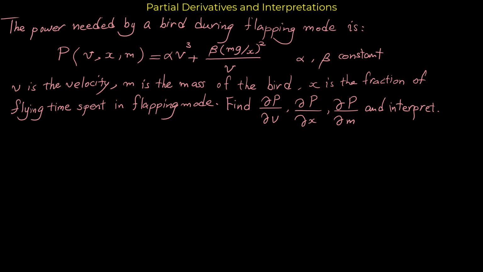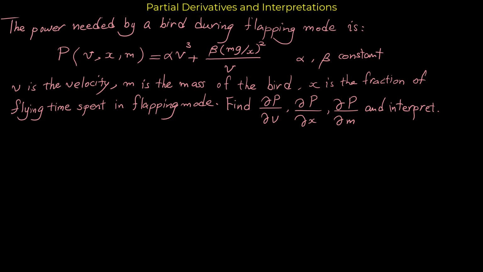The power needed by a bird during flapping mode is P equals alpha V to the 3 plus beta times (mg over x) to the 2, all over V, in which alpha and beta are just constant numbers. V is the velocity, m is the mass of the bird, x is the fraction of flying time spent in flapping mode, so x is the time.